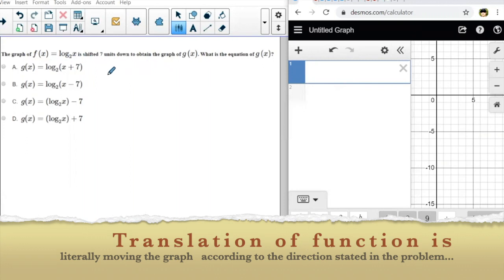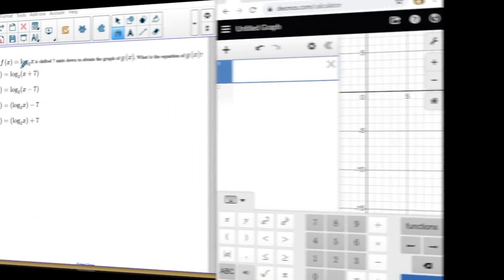It says here that the original function is f of x, which is equivalent to log of x to the base 2. However, it has been transformed into g of x, when this f of x is moved 7 units down. Because we do not have the graph here, we will use Desmos to locate the graph of f of x.